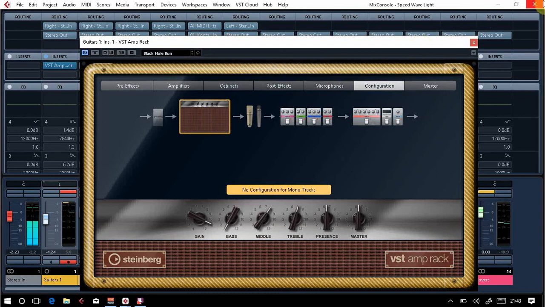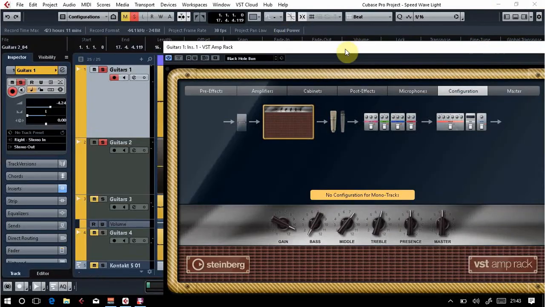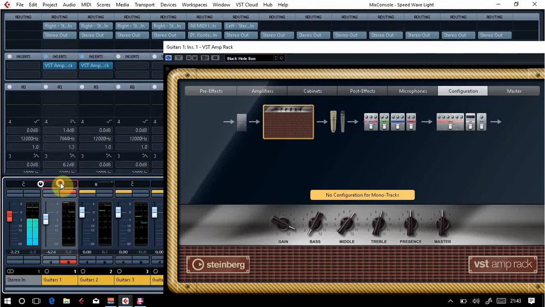So let's have a look at this. I'm just going to solo that once. In fact, let's just center it. Press C so you can see.